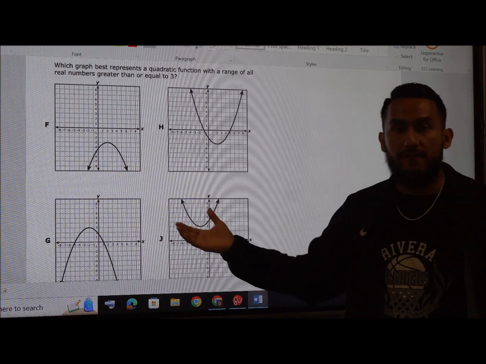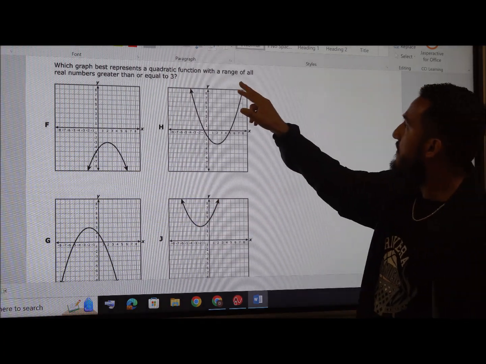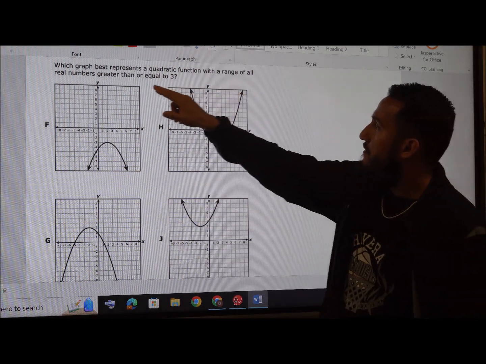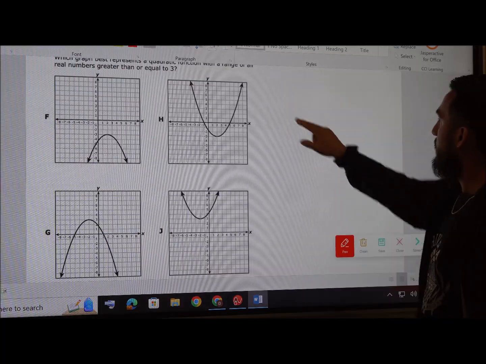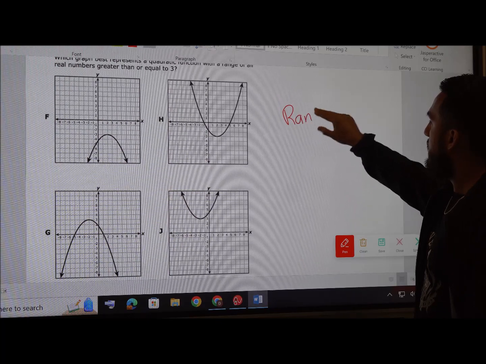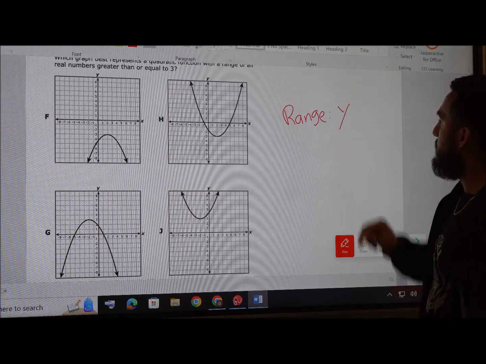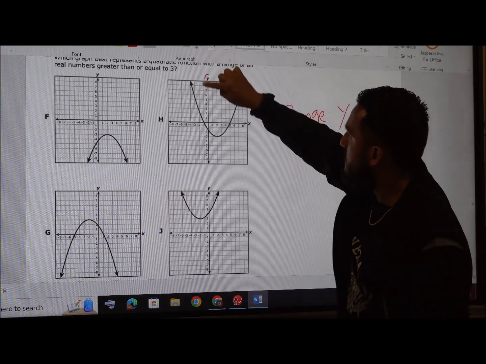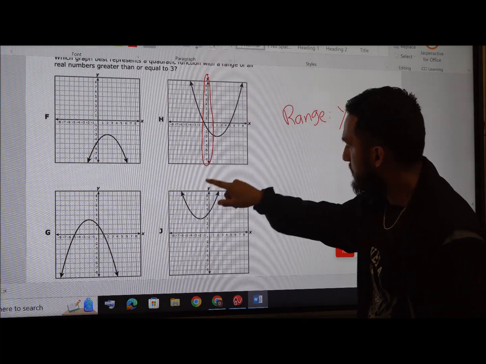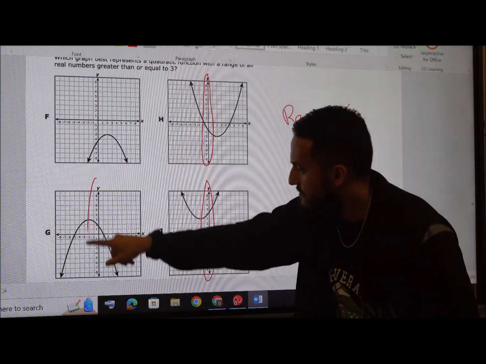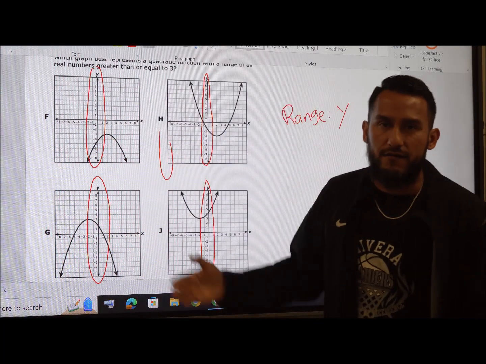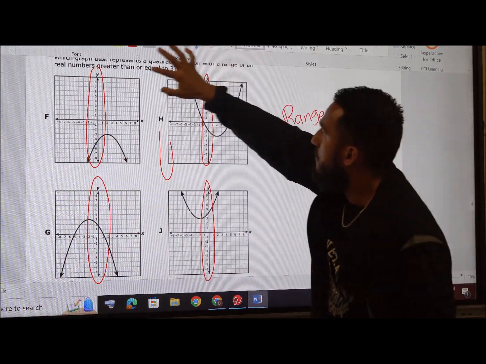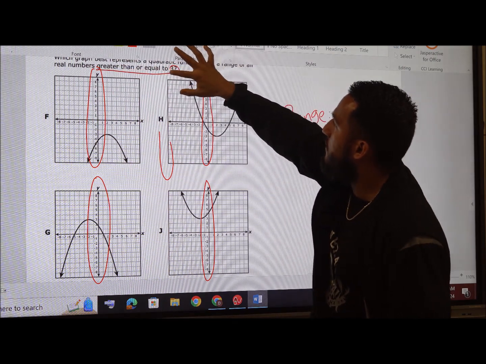In this example, we have graphs, and they're asking you to find the range that is going to be greater than or equal to 3. The range is going to be the y values. So all I'm looking for is this right here, all the y values. Okay, this is important right here. But not even so much, I need to go further down. All I care about is the greater than or equal to 3.